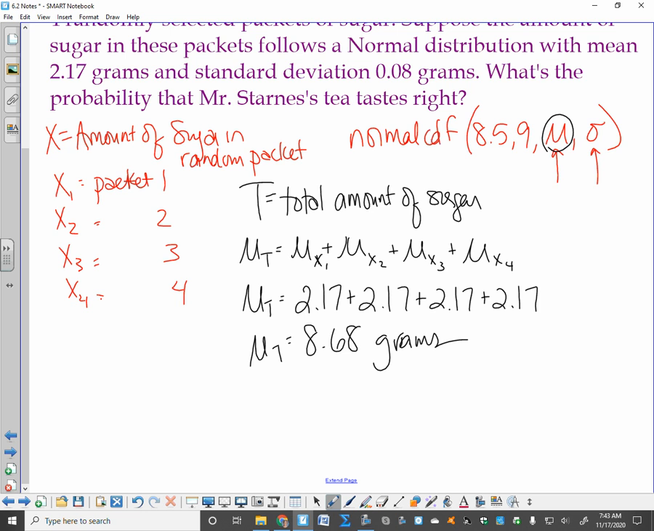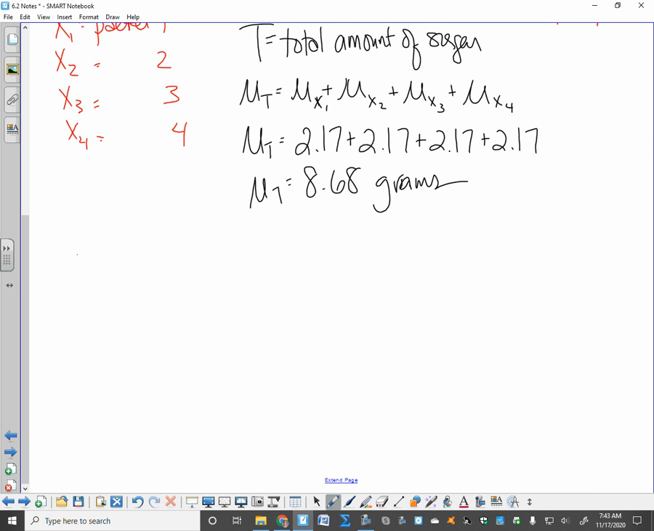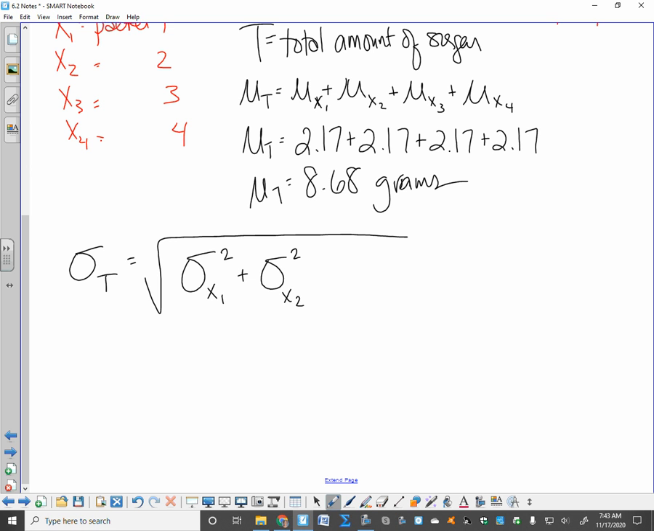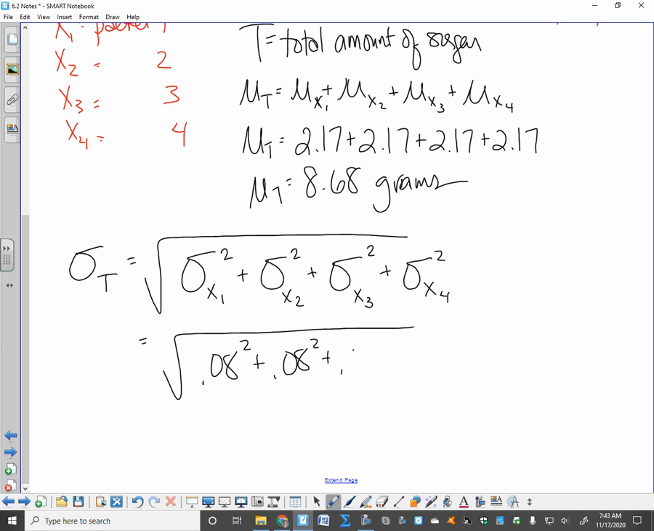All right, so now I need sigma. So sigma sub T is the square root of sigma sub X sub 1 squared plus sigma sub X sub 2 squared, and so on. And they were all 0.08. And I would pause this and type this in and make sure that you can get this on your calculator.